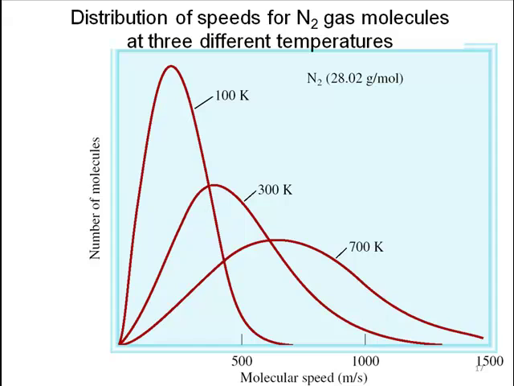Now, if we look at nitrogen gas, this is one thing that's unique about the Maxwell-Boltzmann distribution. As you increase the temperature, you increase the average kinetic energy. So the temperature of this is 100 Kelvin. Temperature of that is 300. Temperature of that is 700. What do you notice happens to the distribution?